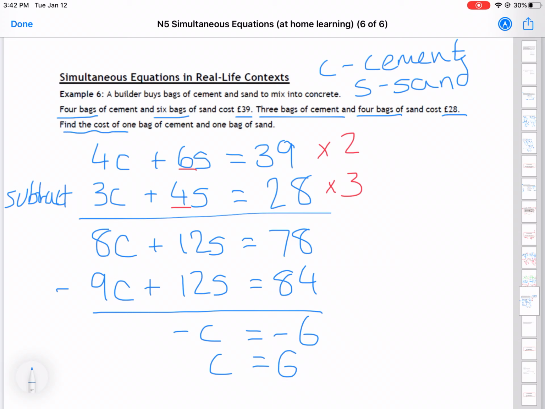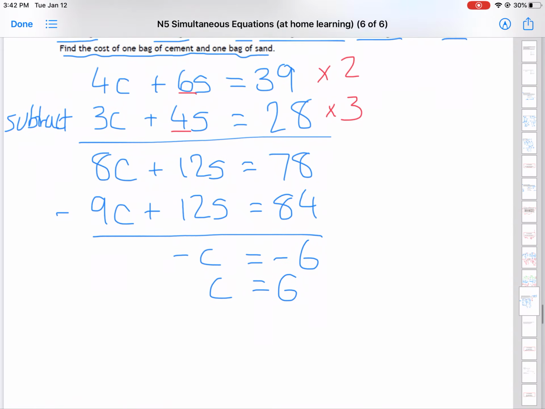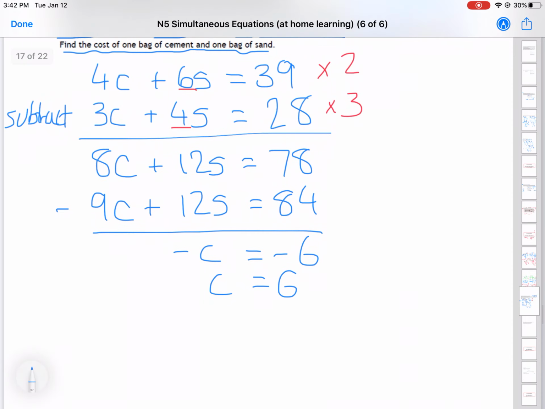We're looking to find the cost of 1 bag of cement and 1 bag of sand, so I need to find out what these letters are individually. That's the first step. I'm not just looking for cement, I'm looking for sand as well. So we need to take then the C equals 6 and sub it into one of the equations. Doesn't matter which one, I am going to go for, what one's going to be easier? Let's go for the first one.